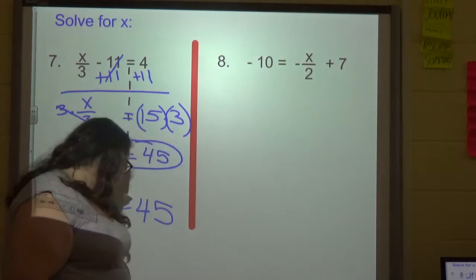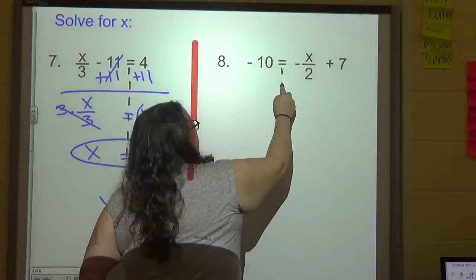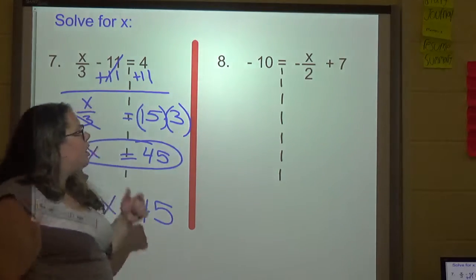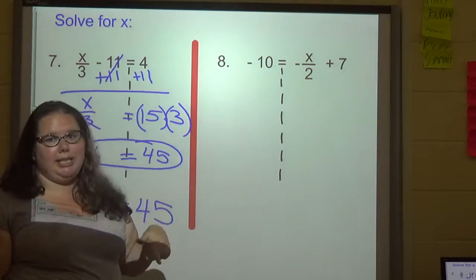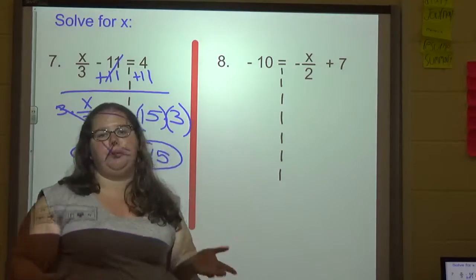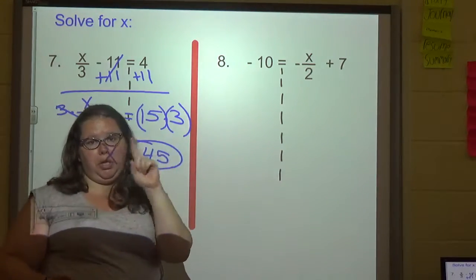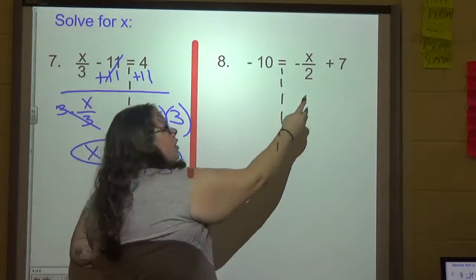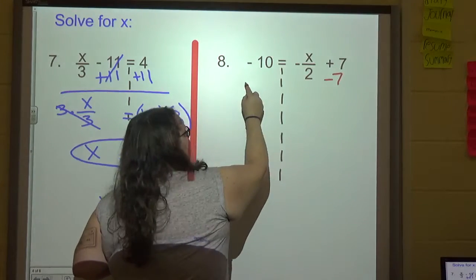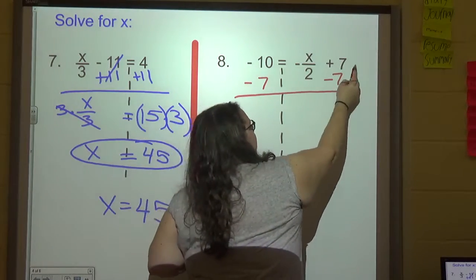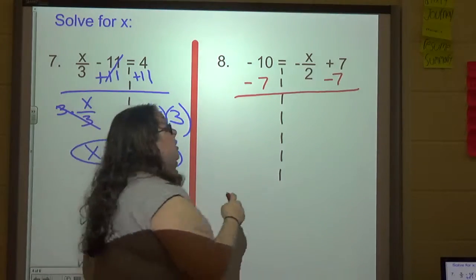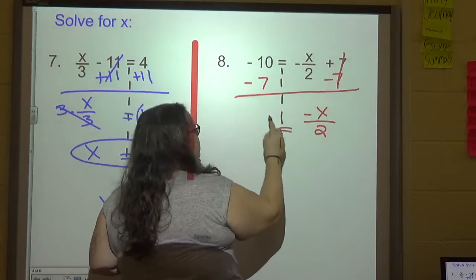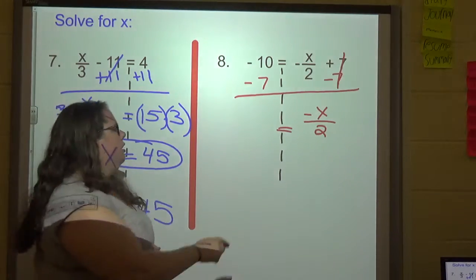Okay, next one. Again, I'm going to draw my dotted line. Alright, so we have negative x over 2 plus 7, and then negative 10. So who moves first? Well, x and 2 are one term, so they stick together the longest, so that 7 has to move. So minus 7 on both sides. That's your great Aunt Fern leaving the party. 7 minus 7 cancels to 0. Negative x over 2 equals negative 10 minus 7 is negative 17.